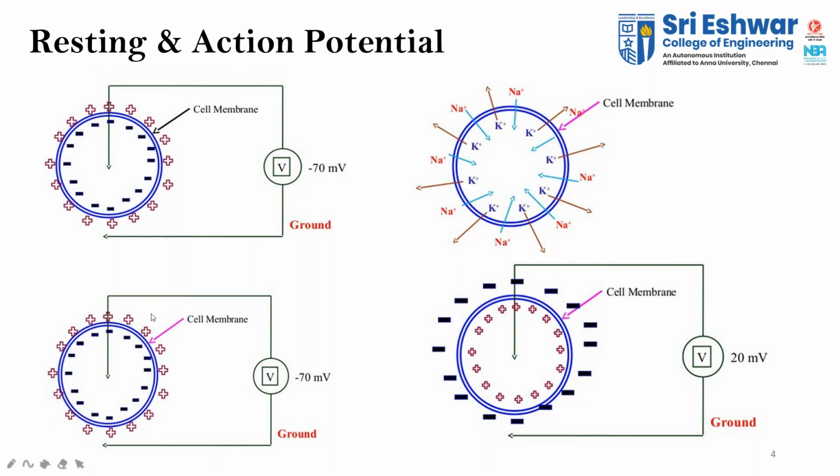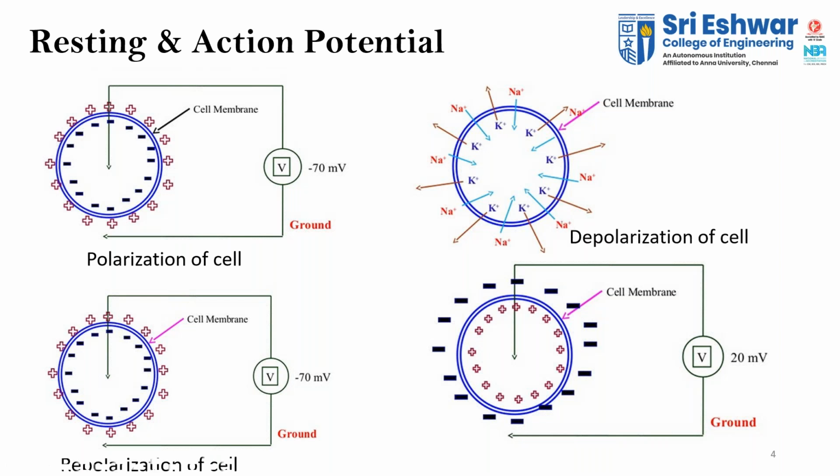In the first diagram, this is the polarization of the cell. Second diagram, depolarization. Third, repolarization. Look at the charge carriers. Finally, we have the action potential. The positive charge gets inside and the negative charge goes outside. In the initial diagram, you have negative charge inside the cell and positive charge outside the cell.